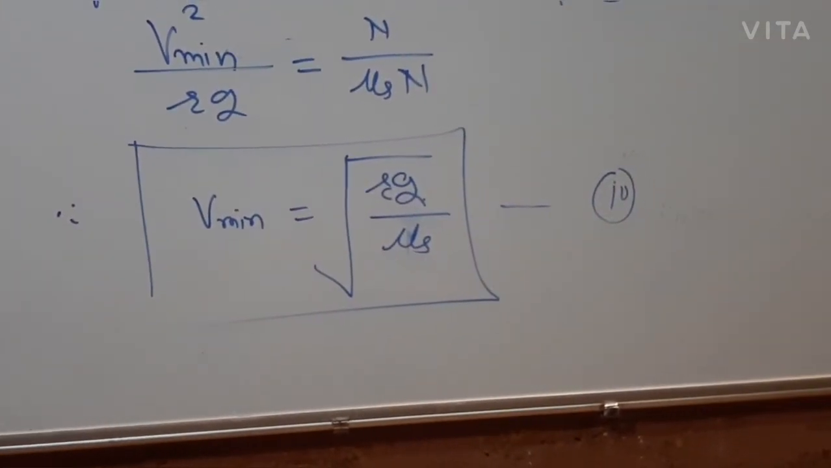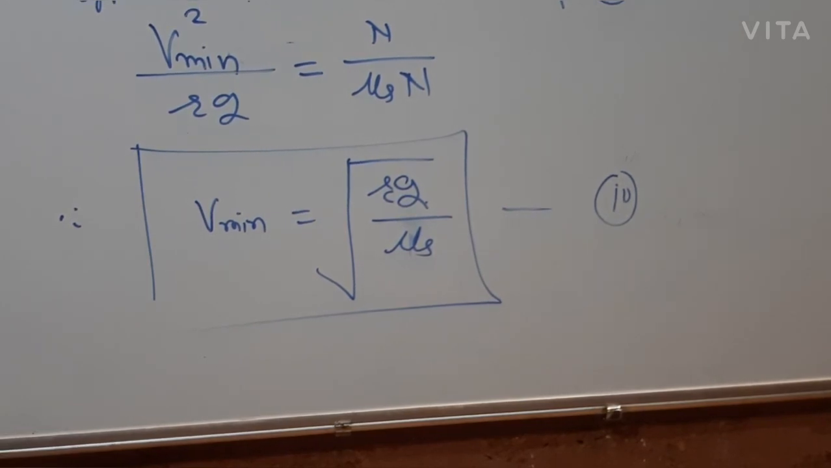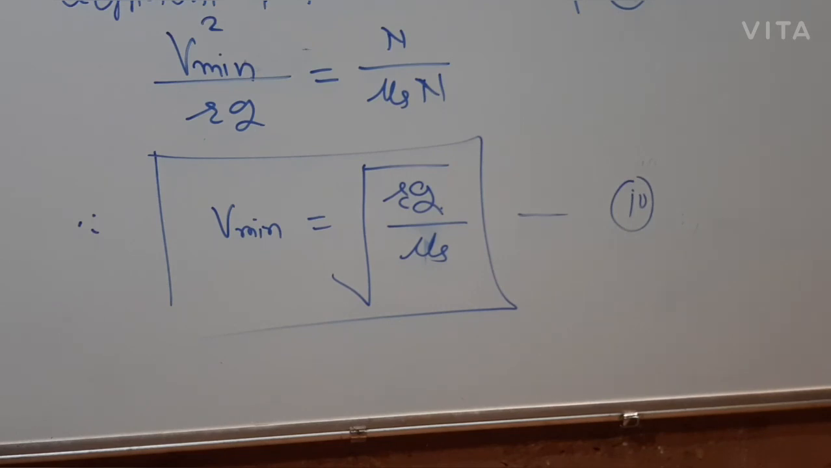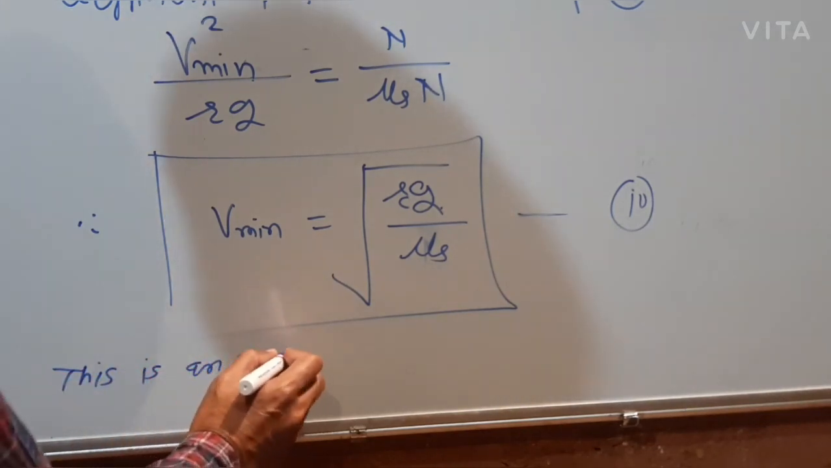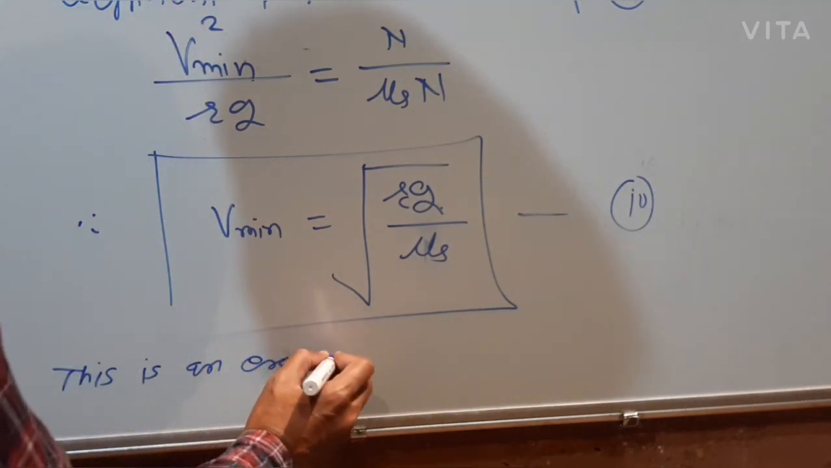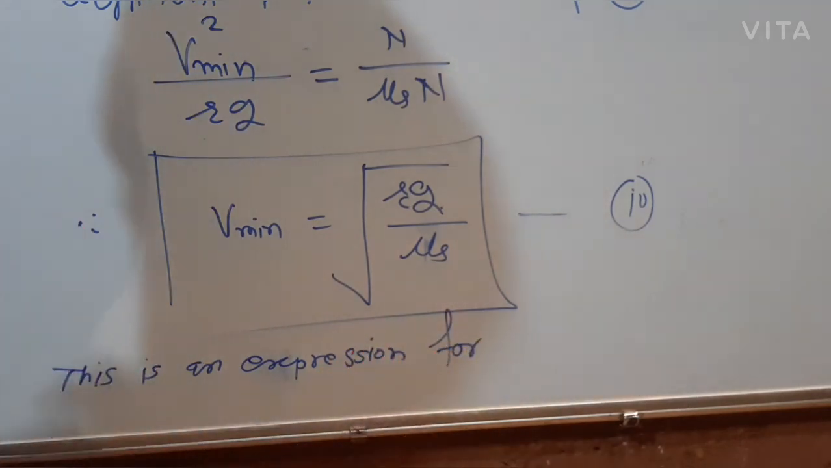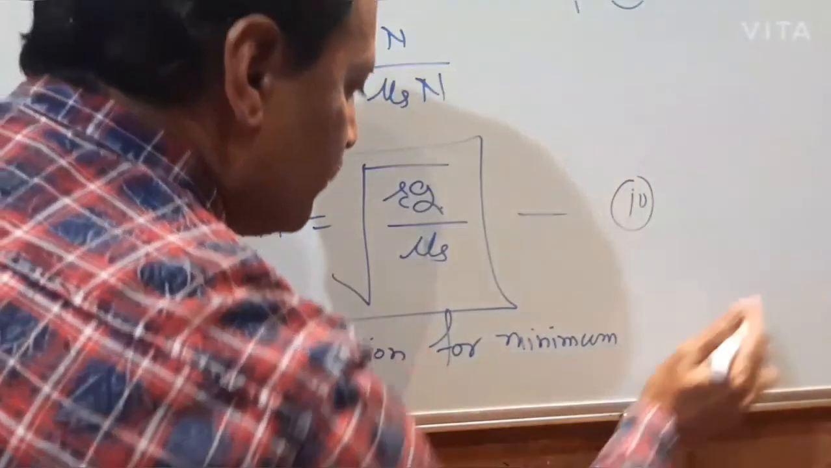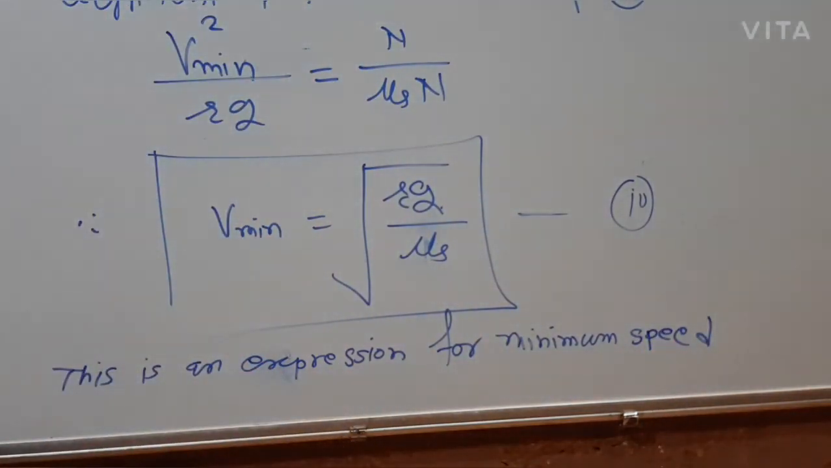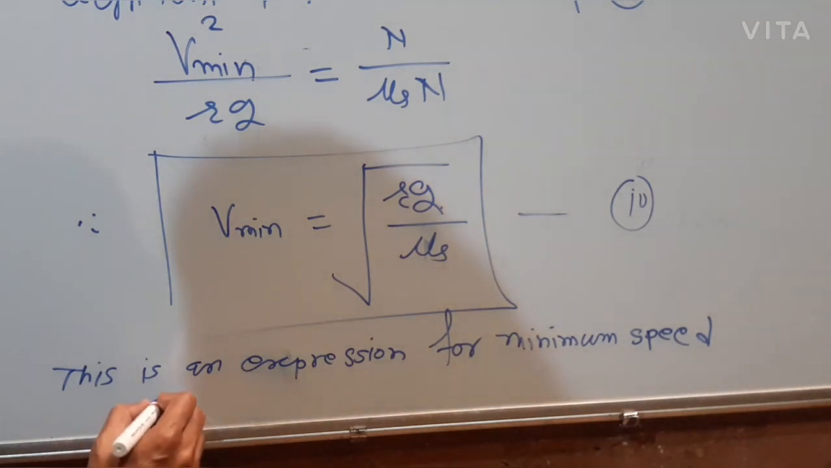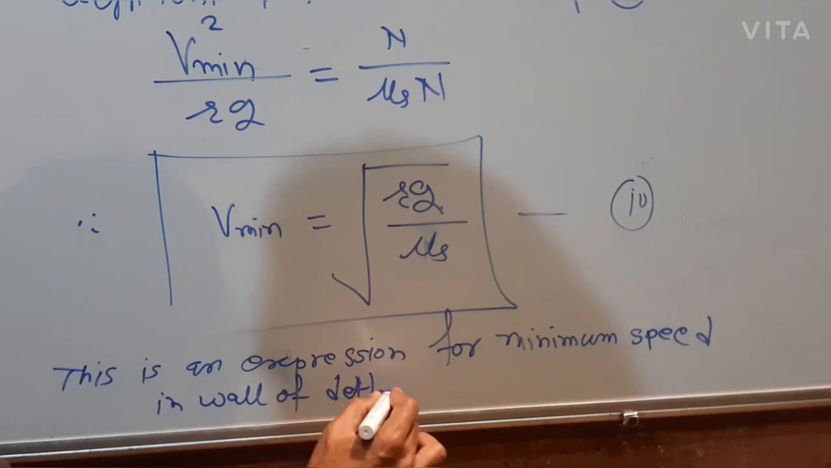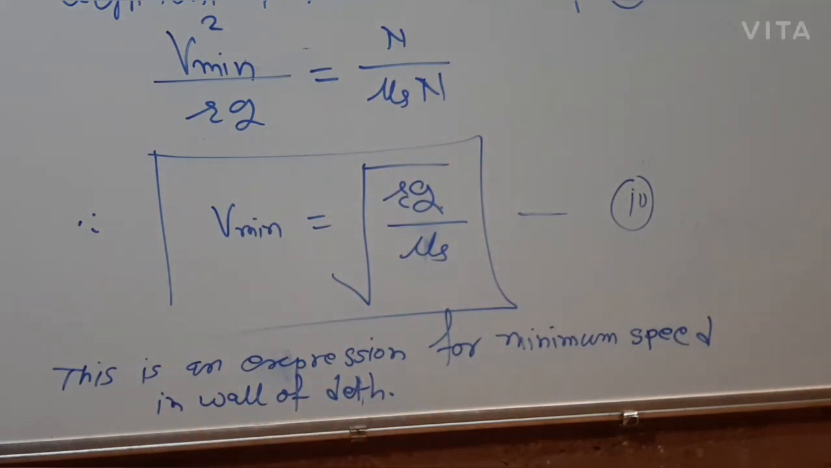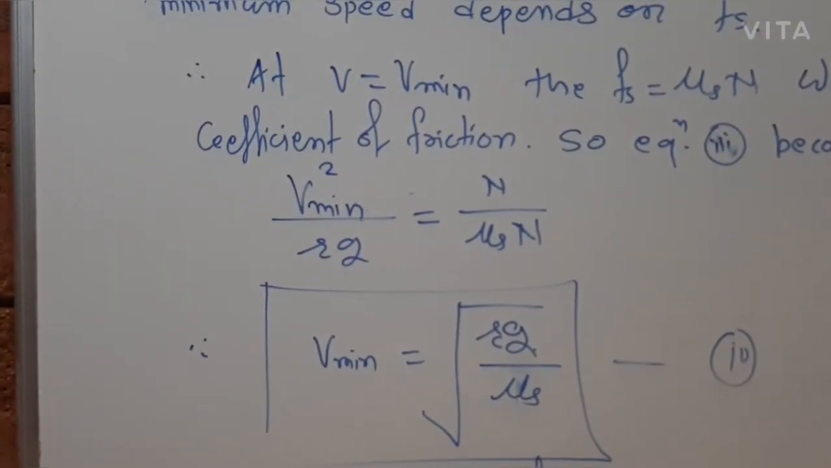So write down, this is the minimum speed in the wall of death. This is an expression for minimum speed in wall of death. In this way, we completed the second application in this lecture.